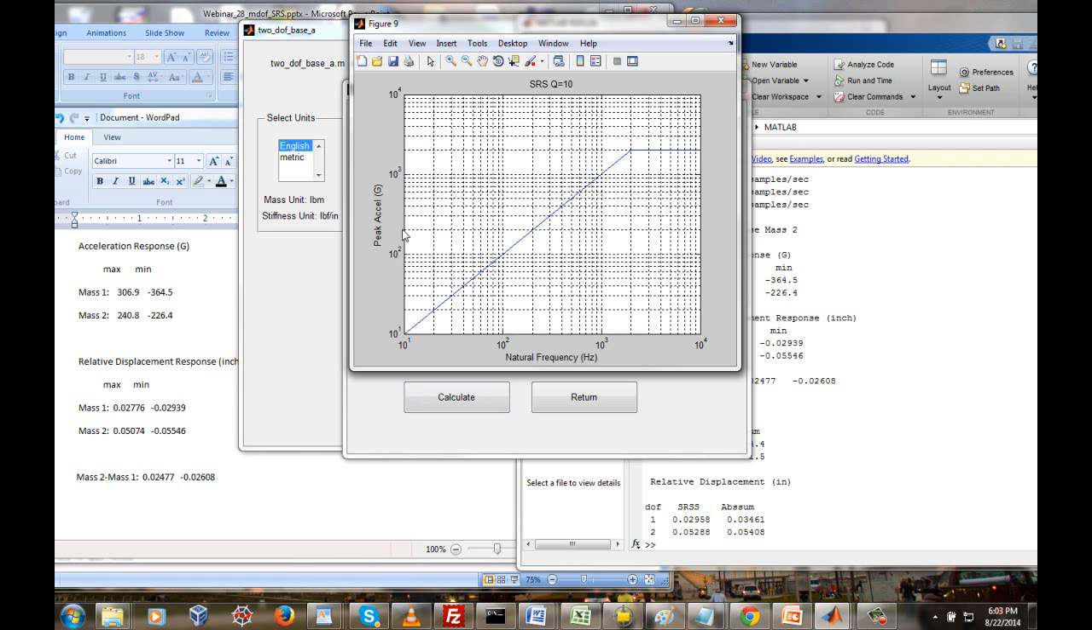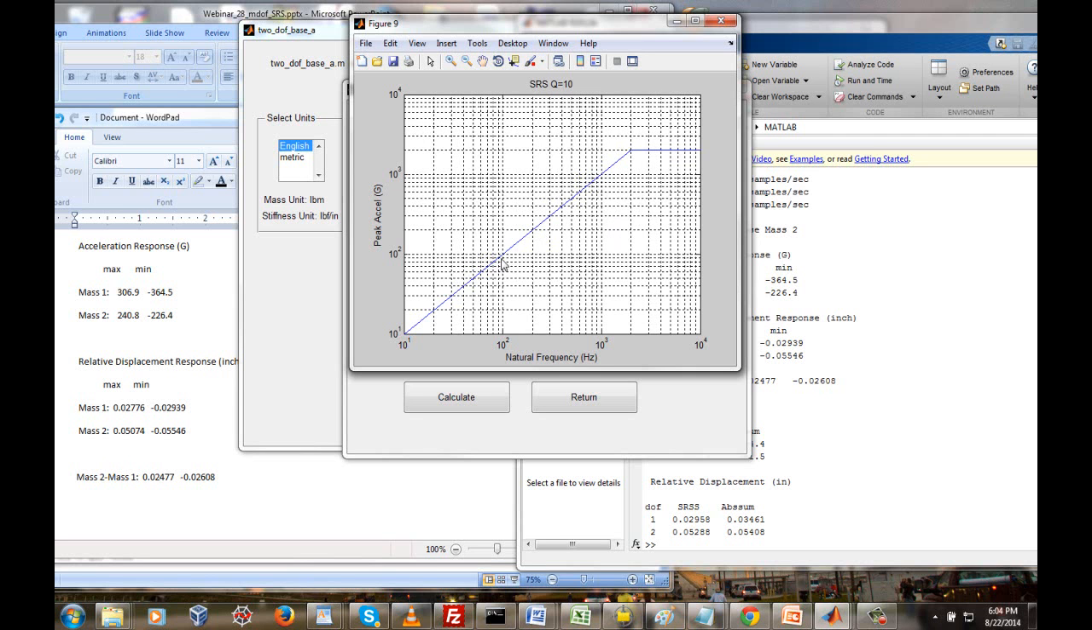Okay, that's 200 G, so let's retain that pair of coordinates. Then we've got a 700 hertz mode, and that corresponds to 700 G, so let's keep that pair of coordinates. So we've got two pair of coordinates. And once we have those two pair of coordinates identified, we throw away the SRS curve. Now what we just did was for acceleration.